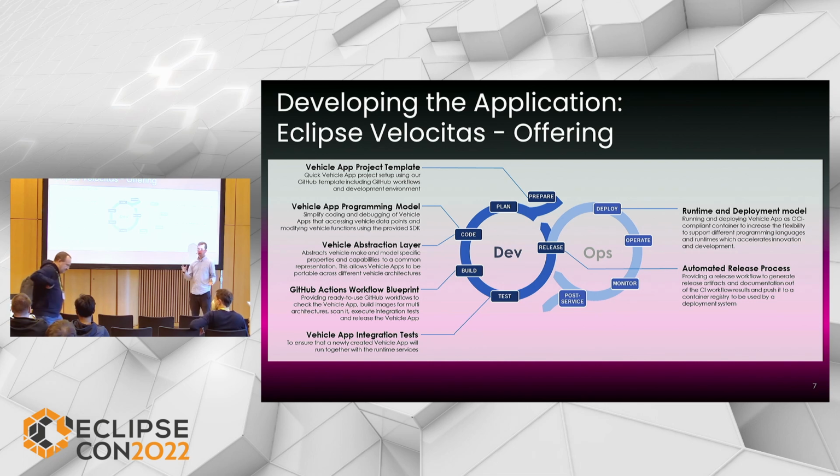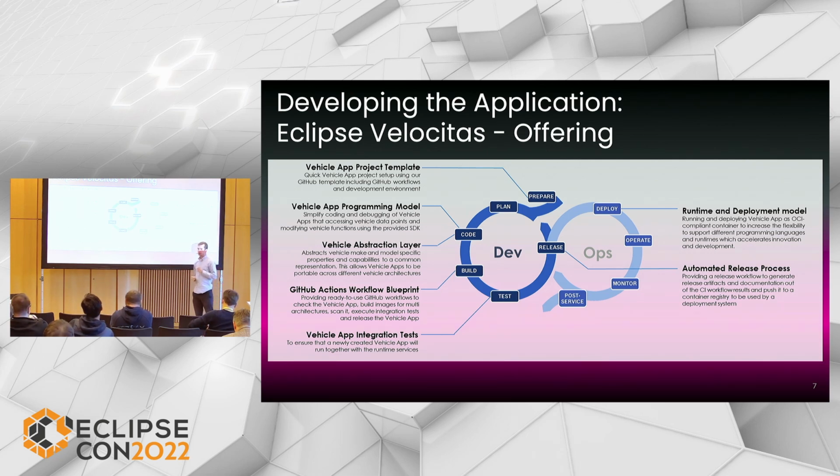Velocitas provides you a lot of different things, starting with a template for your vehicle application. Just a template where you can start coding. In this case, it's Python. You also have your vehicle app programming model and an abstraction layer, which in the end is based, or can be based, on this VSS, which I just showed before. So you can make the connection between the signal that we found in Digital Auto and then develop our application against the signal.